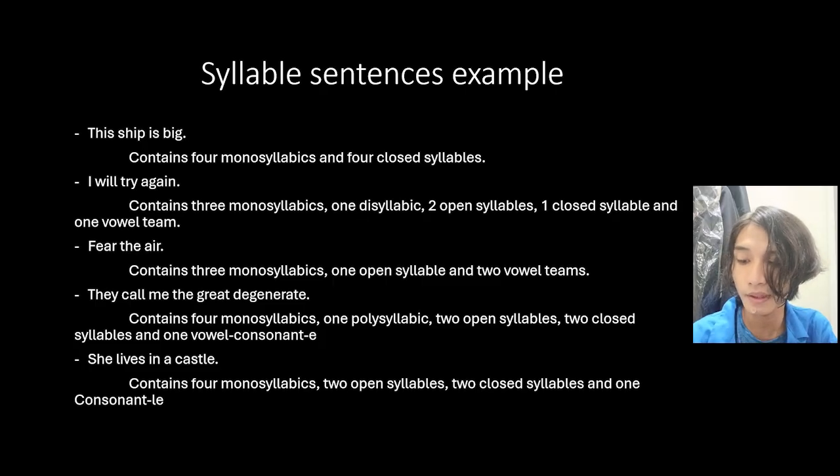And the last one, she lived in a castle, contains 4 monosyllabics, and 2 open syllables, 2 closed syllables, and 1 consonant le. The 2 open syllables are she and a. The 2 closed syllables are lived and in, and the 1 consonant le is castle.